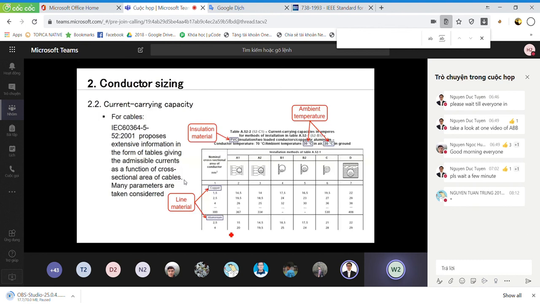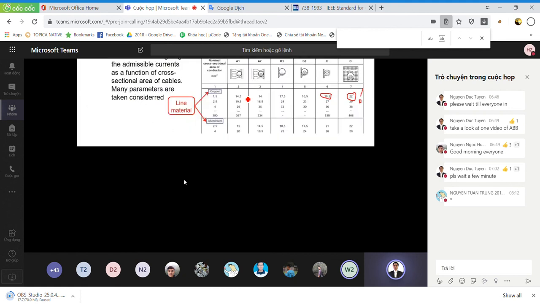We describe more about the installation, and this table shows the current carrying capacity in amperes for the method of installation. Here we can see insulation materials, ambient temperature and line materials. I think this table shows how it affects the ambient temperature. In the previous slide, you can see this one is like the highest, right? Highest. Yes. So underground. And this one may be the lowest.